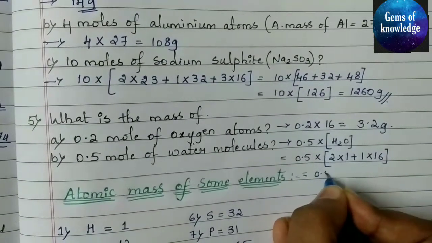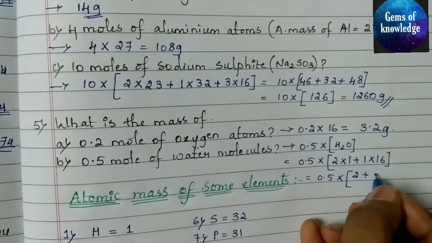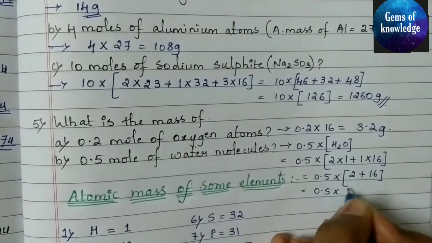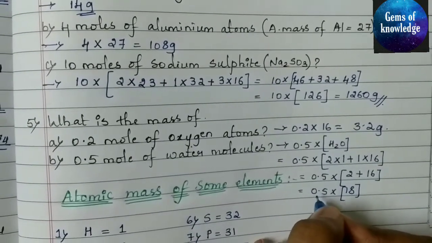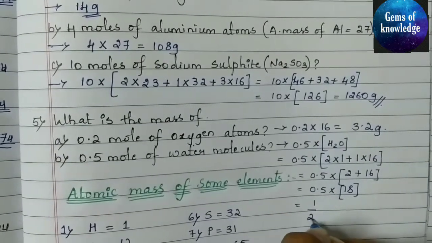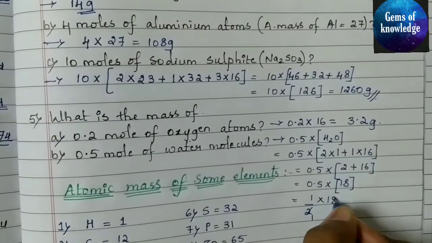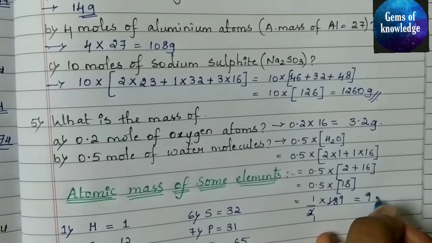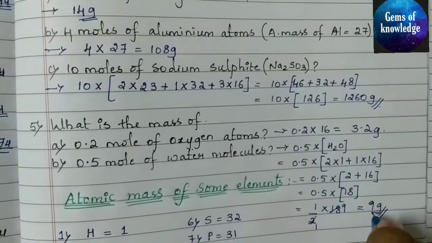So you are going to get 0.5 into, here 2 into 1 is 2, plus 1 into 16 is 16. So you are getting 0.5 into 2 plus 16, which is nothing but 18. So 0.5 is nothing but divided by 2, half. Okay, so it is multiplied by 18. So 2 ones are 2, 2 nines are 18. So it is nothing but 1 into 9 is 9 grams. Or directly if you multiply 18 into 0.5, you are going to get 9 itself.